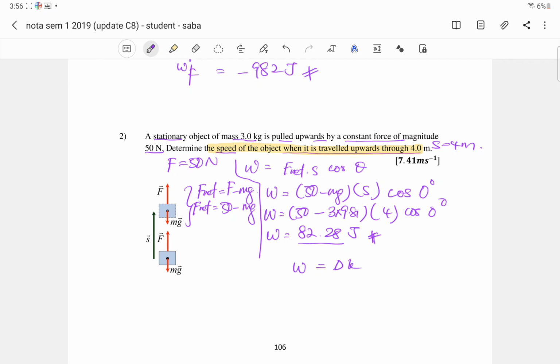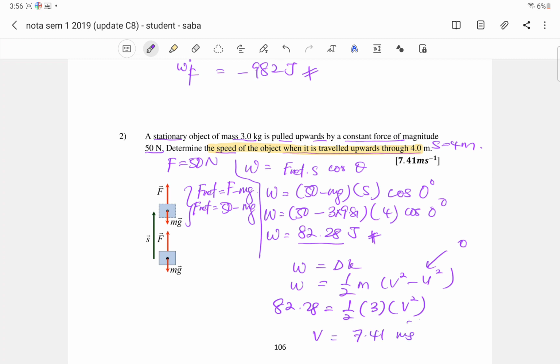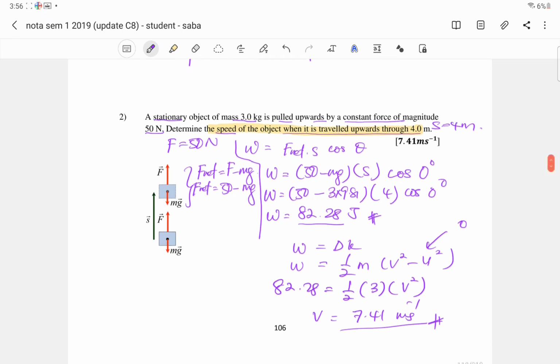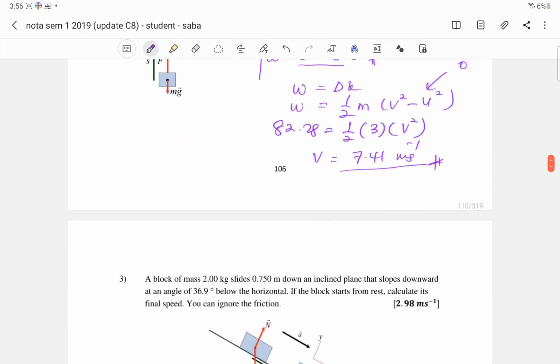Okay, W is equal to delta K when we use the work energy theorem. So half m, v squared minus u squared. W is 82.28, mass is 3, v squared. Because u is 0, our v is 7.41 meter per second. So that one is number 2: 7.41 meter per second.